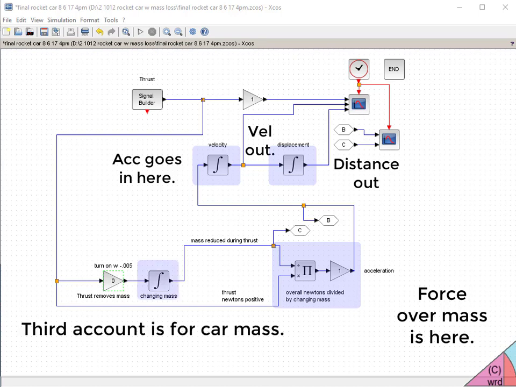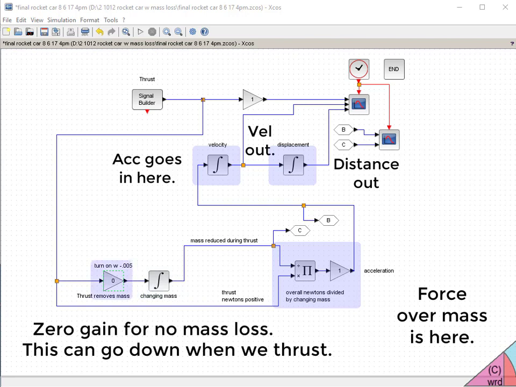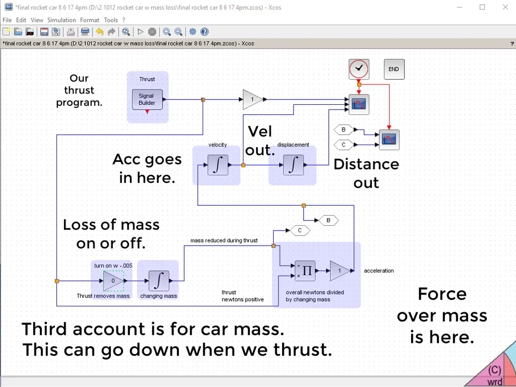Our third account is for mass, so we have the option of losing mass during the simulation while we dispense thrust. For the first run, we turn loss of mass off by setting the multiplier in front of it to zero gain. If we want a reduction in mass, it will only happen during active thrust time. Here is our signal builder that will provide 10 seconds of thrust. I think we are ready.